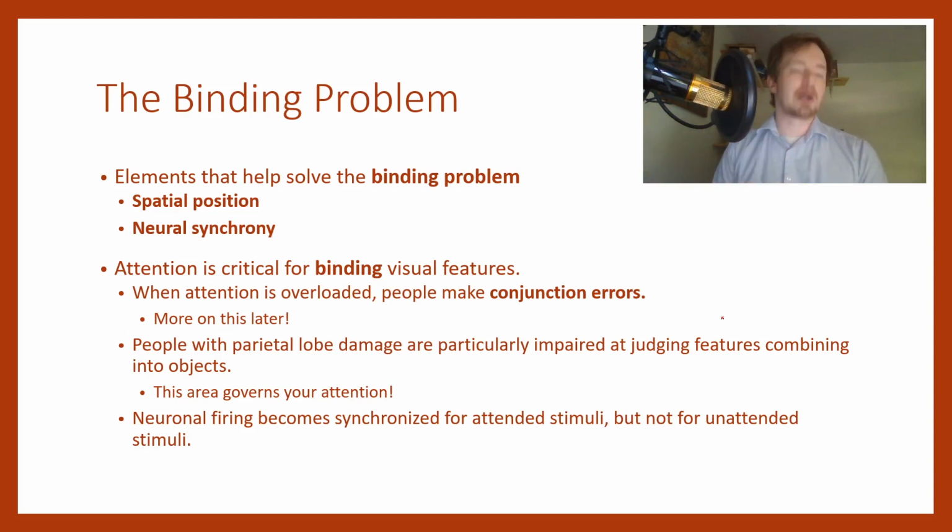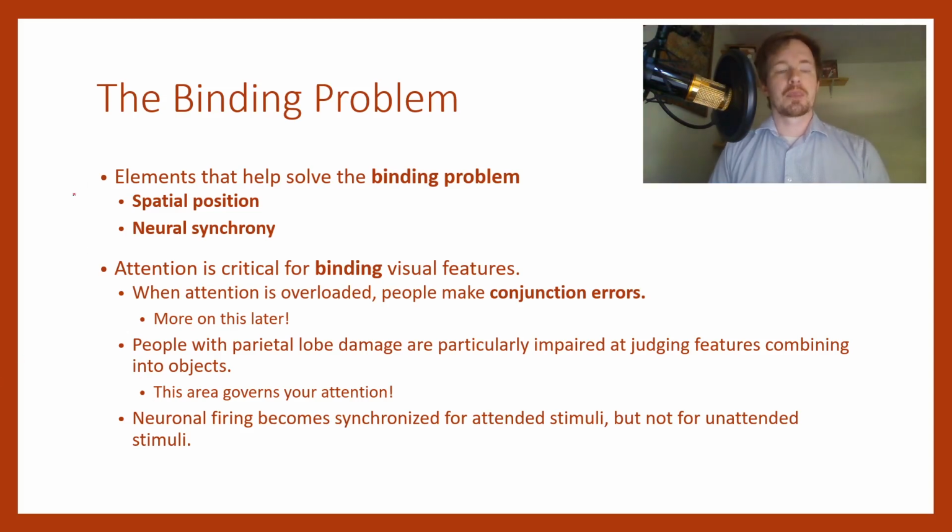So the binding problem is going to be quote-unquote solved through two separate kinds of mechanisms: neural synchrony and spatial position. They sound abstract, but neural synchrony just means that whenever things are firing at the exact same time, we have a tendency to relate them together, assume that they are related, and put them together. We see that with vision. We also see that with sound.